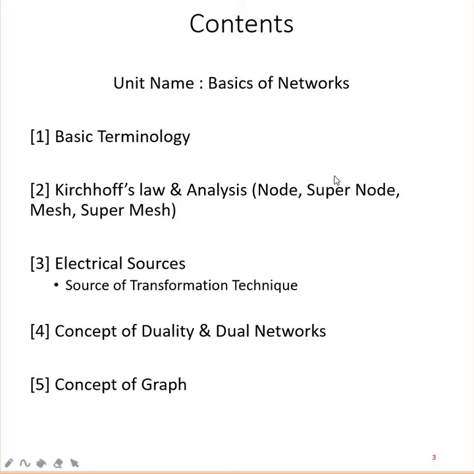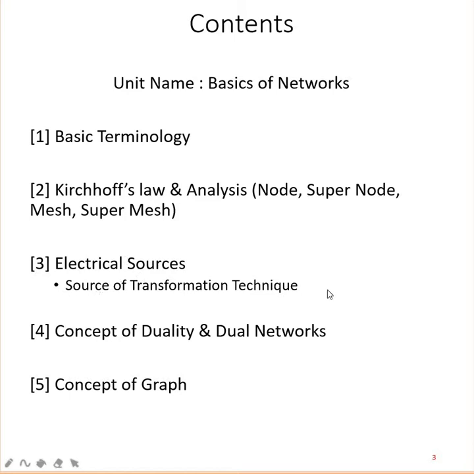Then analysis, which consists of node analysis, supernode, mesh, supermesh, and the electrical sources. Okay, the major sources are the voltage source and current source. That source is either a dependent source or independent source, or practical source or ideal source. That one you will learn in the types.